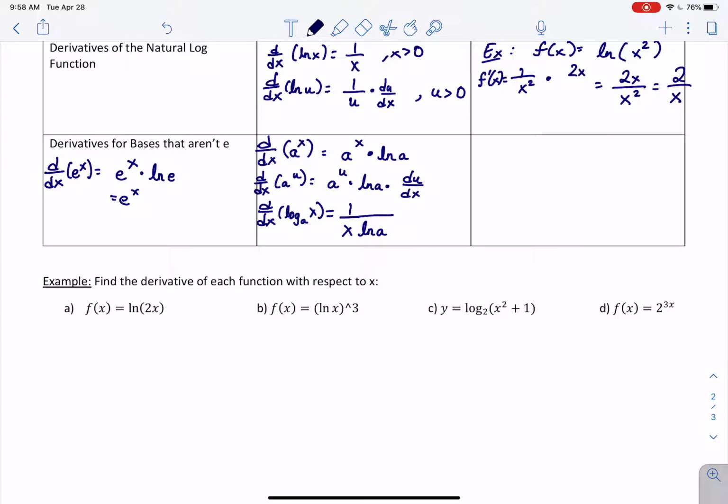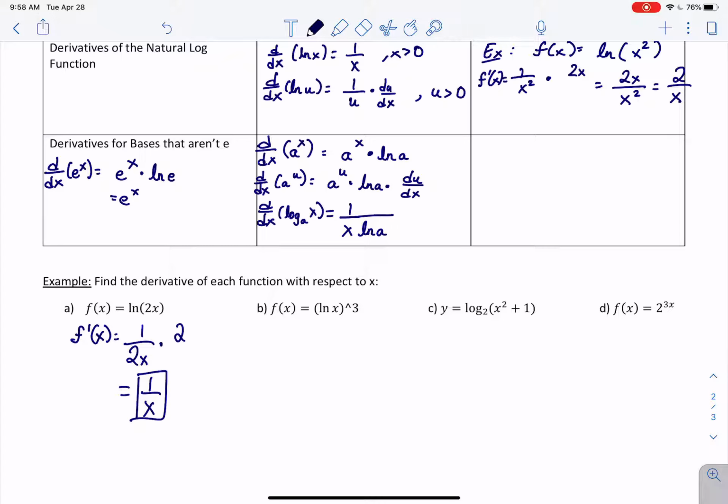So let's do some examples with this. So I have natural log of 2x. I want to find its derivative with respect to x. So natural log of 2x, that's 1 over 2x, times the derivative of the 2x, which is 2. So I get 2 over 2x, which is just 1 over x. In this case, actually, the scaling of the inside of the log doesn't really change the rate of growth of it. The rate of growth is still 1 over x.